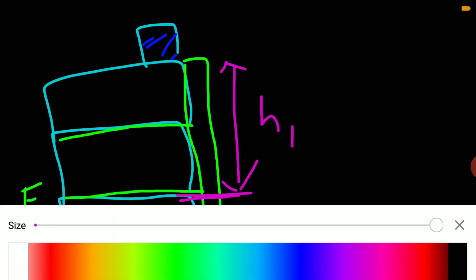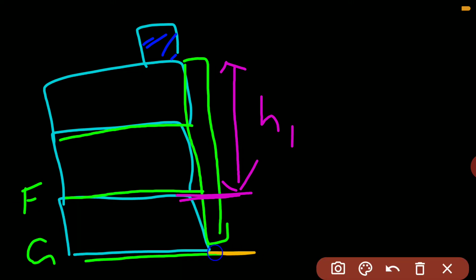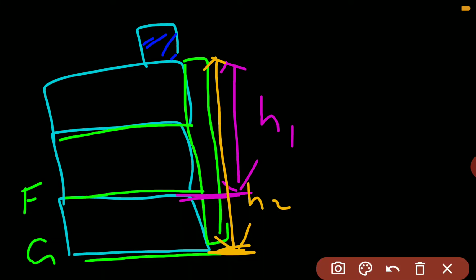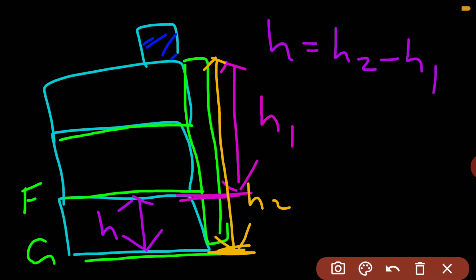But on the ground floor here, it will exert a pressure because of a bigger height. Let that be H2. Okay, now the question is asking us to find the height of the first floor. Let that be H. So how can I get that H? I can get the H by subtracting H1 from H2, that is H2 minus H1. I shall get the height by subtracting H2 minus H1.